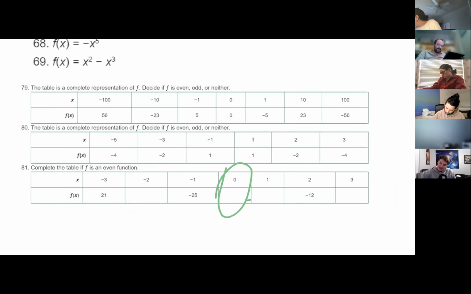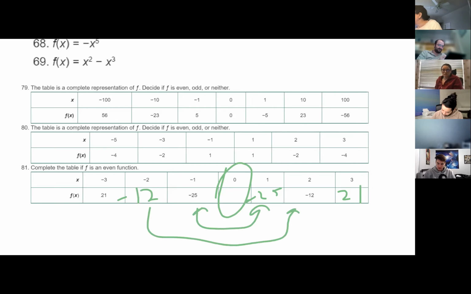Everything else, you should put the right numbers, right? That's -25. This is 21. And this is -12. These two things should be syncing up for even. Maybe in 0 we can put 5.